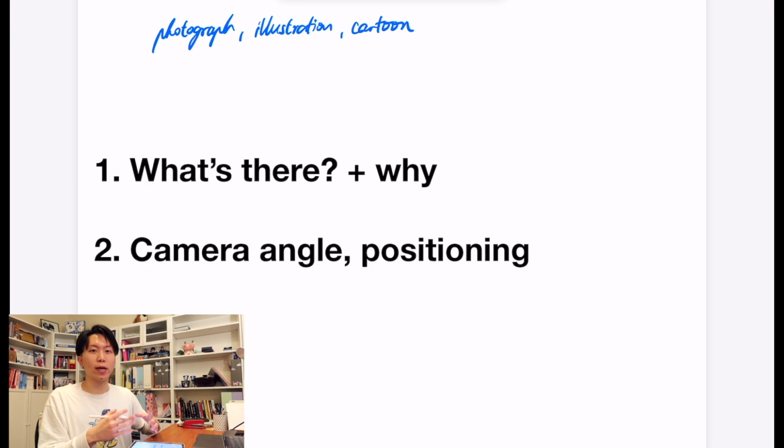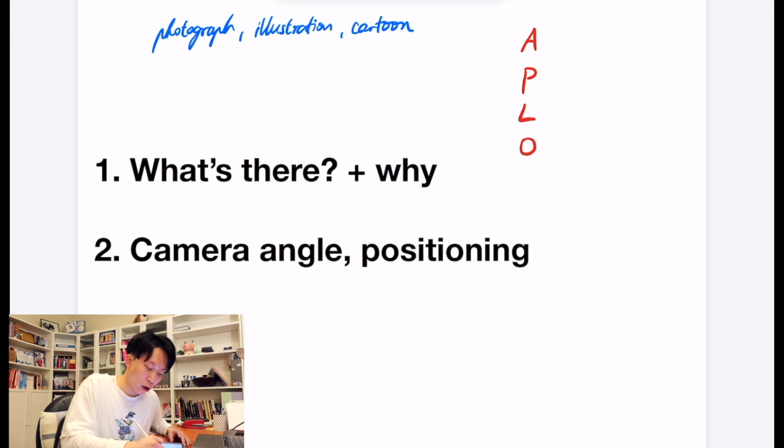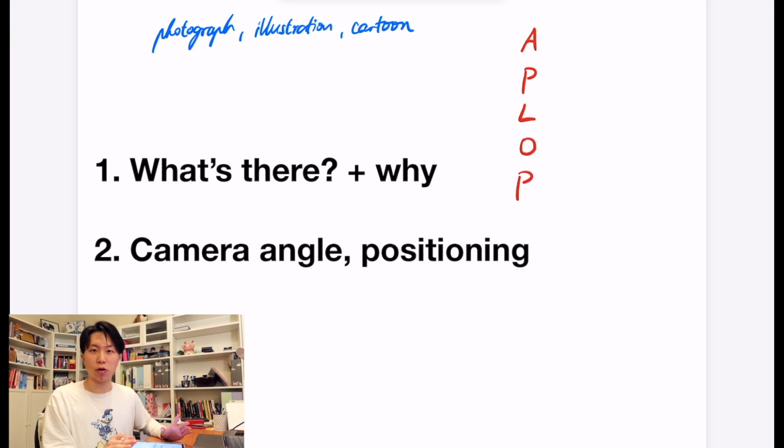After that, in terms of what exactly to analyze, you might have different mnemonics, or your teacher might have taught you a certain acronym to use, and that's fine. So maybe your teacher taught you to look at the angle, then the positioning, then the lighting, then the objects, then the people, some kind of acronym there. And if that works for you, that's fine as well.